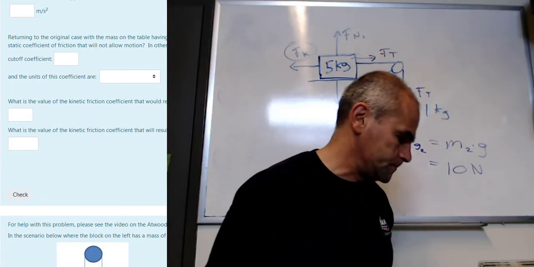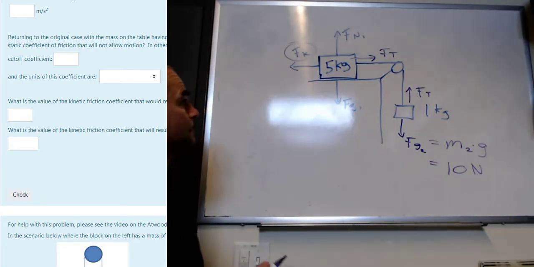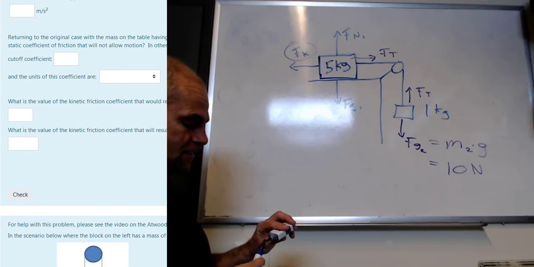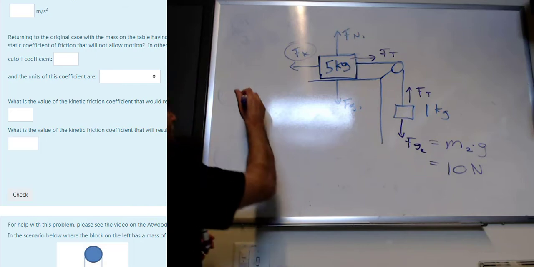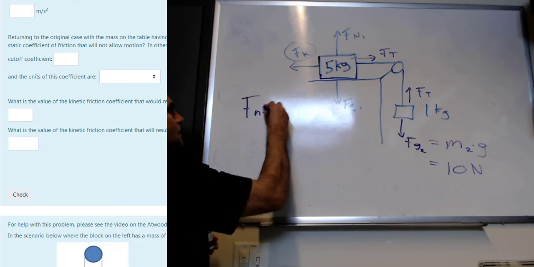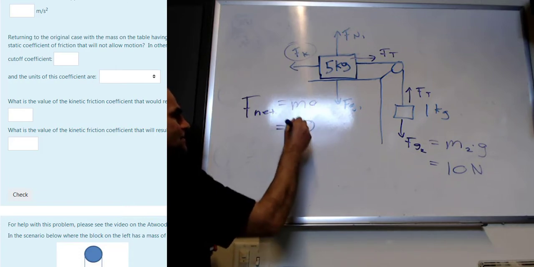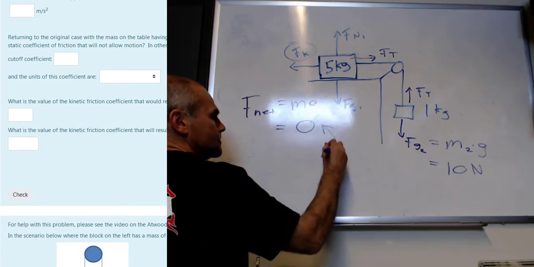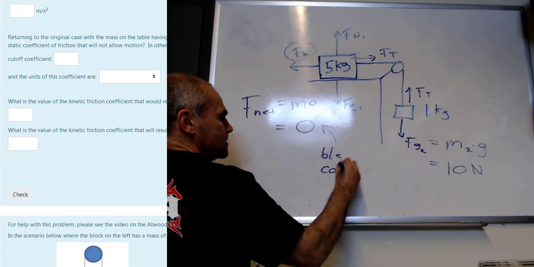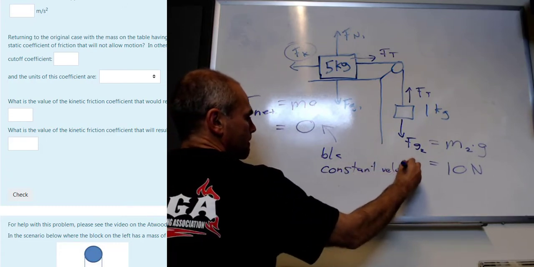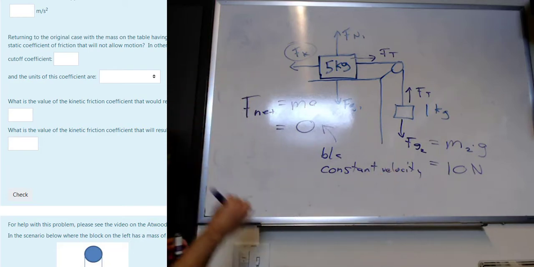And the acceleration is zero because it's constant velocity. So what I can say, I'll go back to Newton's second law, which I didn't write in the last problem, although I should have. That's equal to zero because of constant velocity. All right, so we have that.